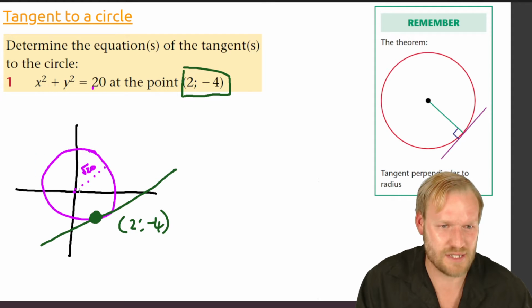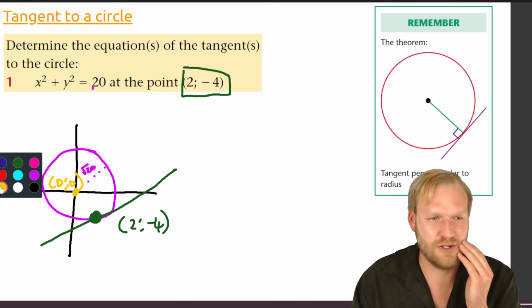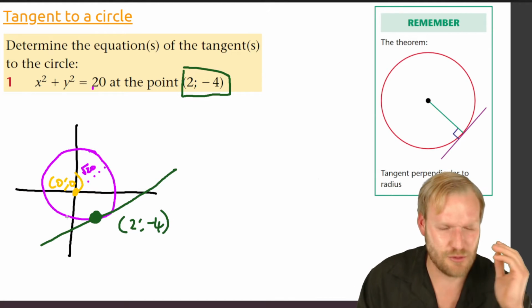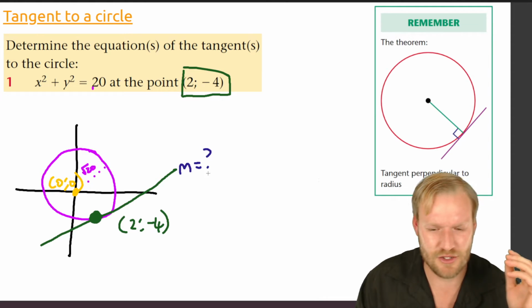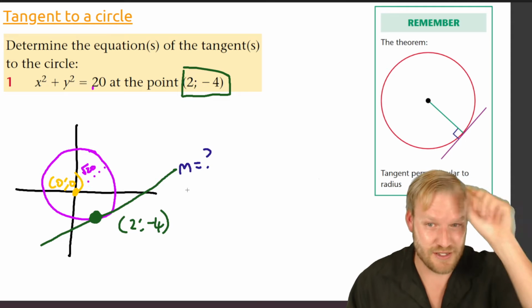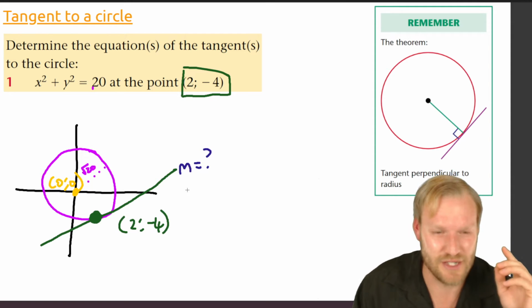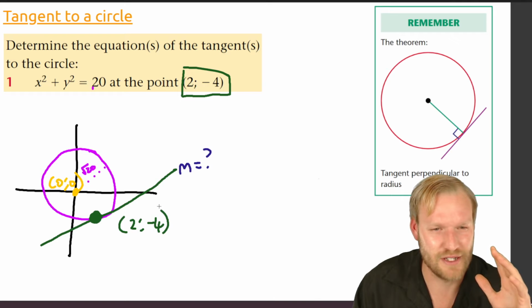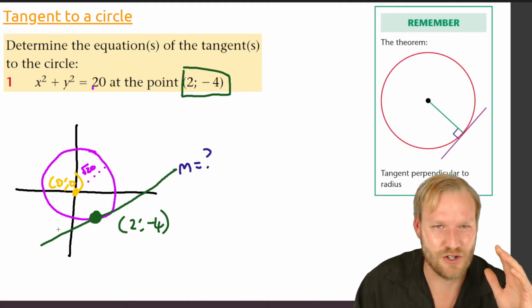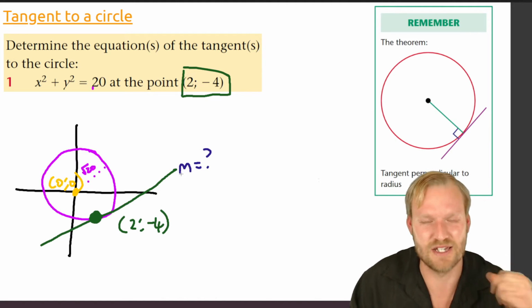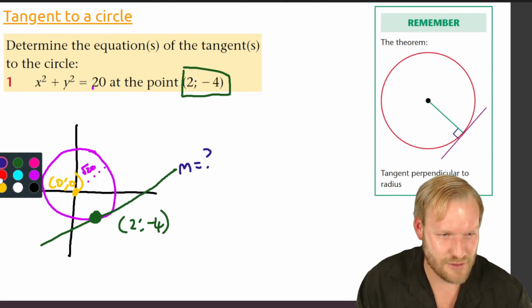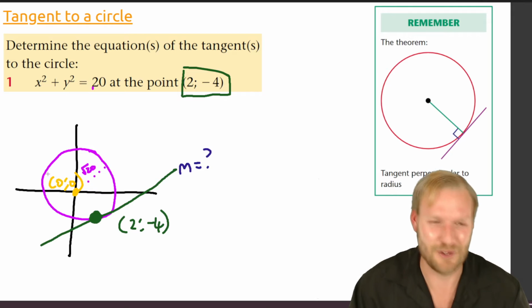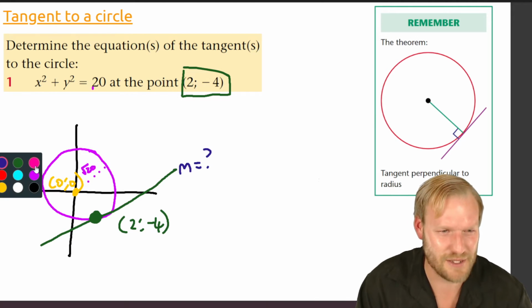Now, we've got our center here, and our center is at (0, 0). Just think through this. We want to find, first of all, the gradient of this tangent. How are we going to use this idea that the tangent is perpendicular to the radius to work out the gradient? Do you have an idea that we could try? Perhaps not, but maybe you've got something more interesting.